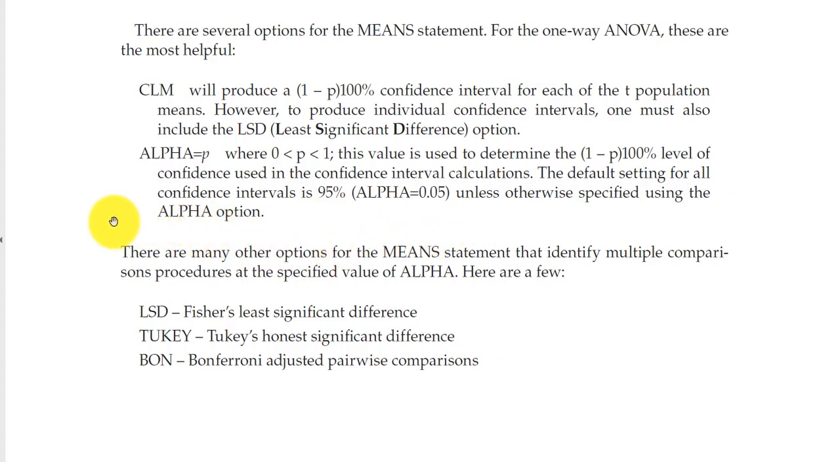The mean statement generates the sample mean for each of the t treatment groups or treatment levels, and we can get confidence limits for the means and specify the alpha associated with those confidence intervals as options to the mean statement. Those of you with some background beyond a beginning statistics class may also know about multiple comparisons procedures, such as Tukey's honest significant difference, Fisher's least significant difference, Bonferroni methods, and others.